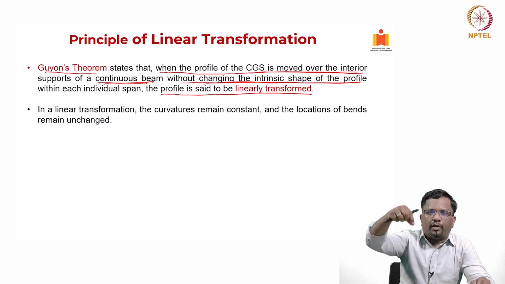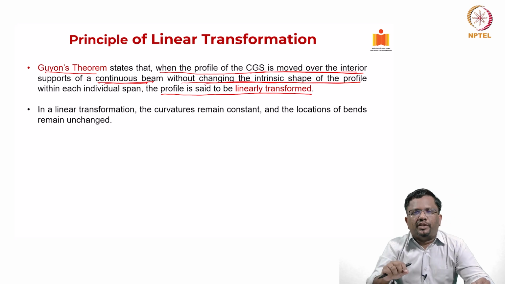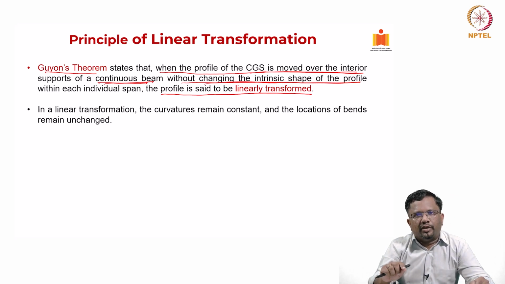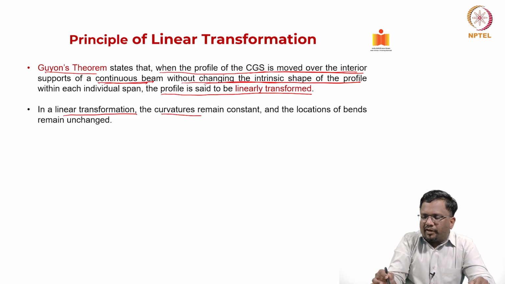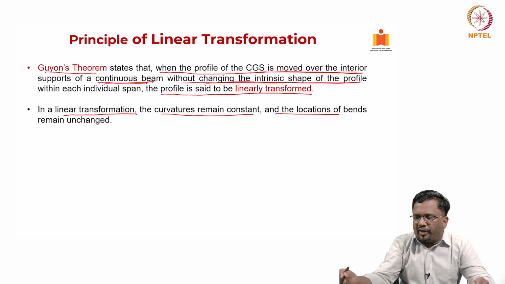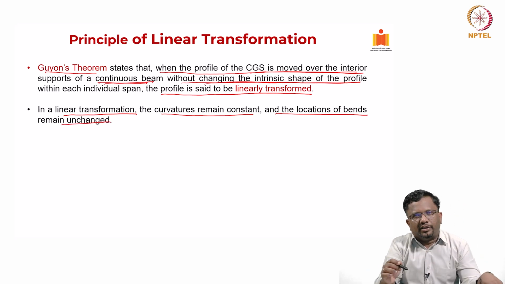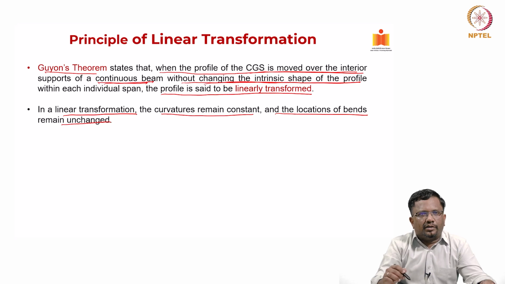I am just moving it up or down without really changing the intrinsic shape of the cable profile, or in other words the curvature of the cable profile. So if you do that, that means you are only linearly transforming the cable profile, right? In the linear transformation, again the curvatures of the cable remain constant and the locations of the bends also remain unchanged. So this is the assumption that we are making in this theorem.